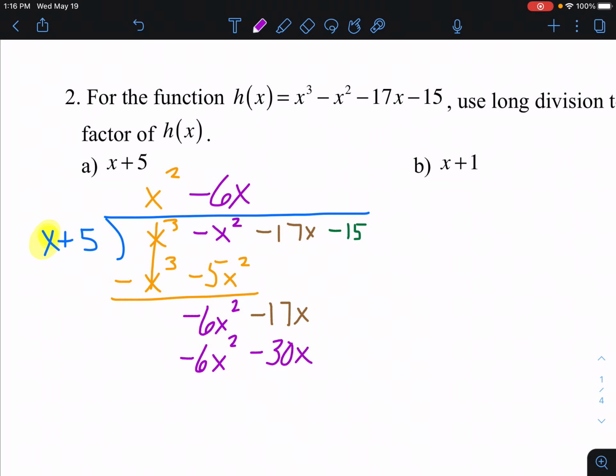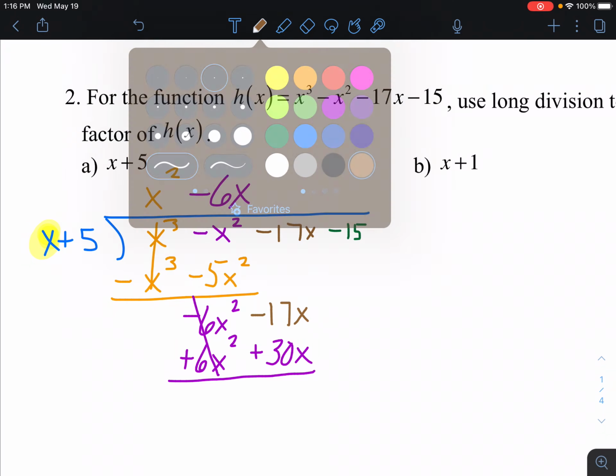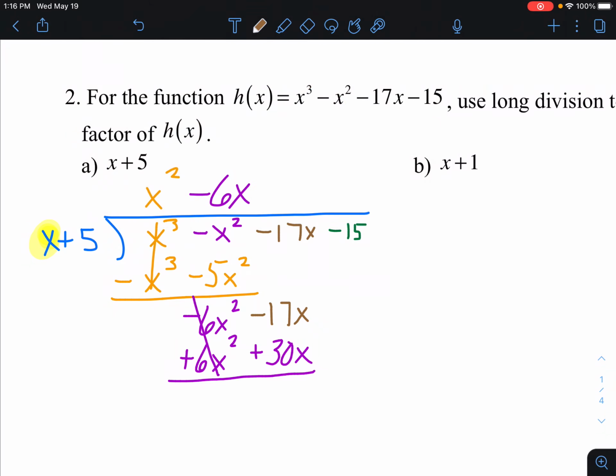So now we typically subtract, but since these are negatives, we're going to change them to a plus. Subtracting negatives, double negatives change to a positive. So it cancels here. And then you do your little bit of math. Negative 17x plus 30x is 13x. And then bring down your next term, that minus 15.